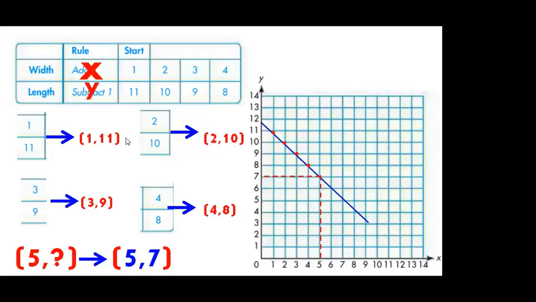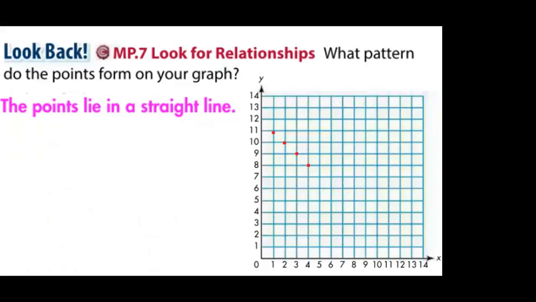Okay, my dear, moving on, look back on the same page, 789. It asked you here, what pattern do the points form on your grid? The pattern formed here is, yes, as you see, the points lie on a straight line. So the pattern formed on the graph is a straight line. All of them are right. Okay, my dear. If you're ready, move to page 790, please.